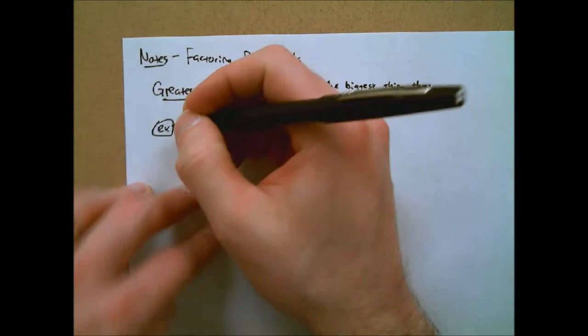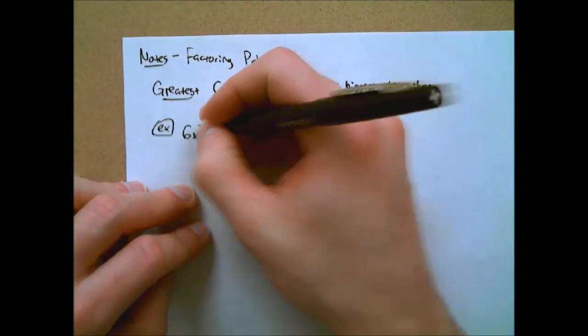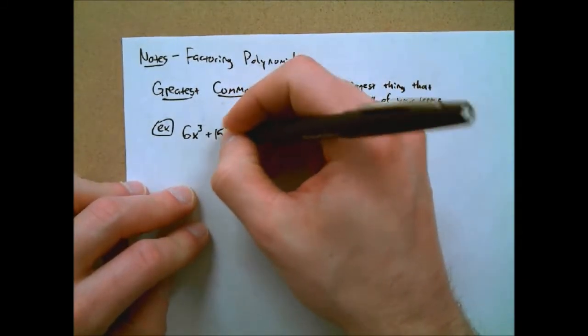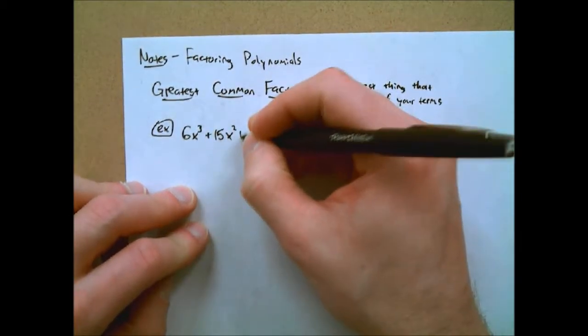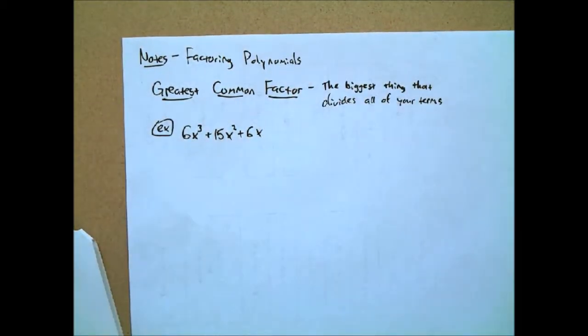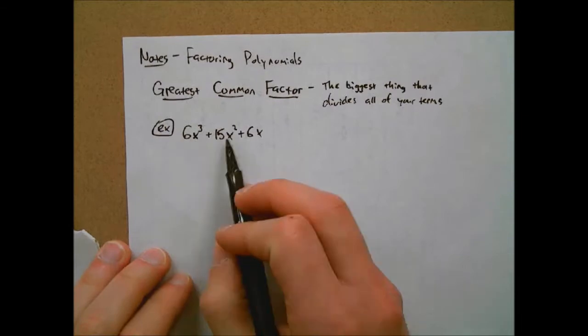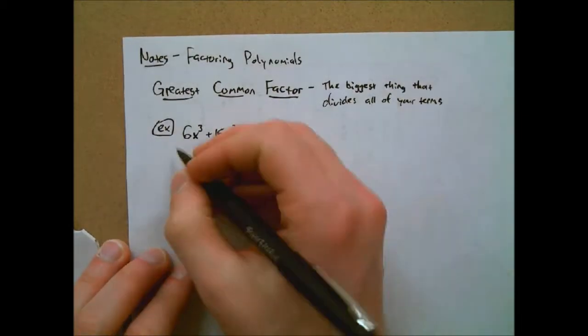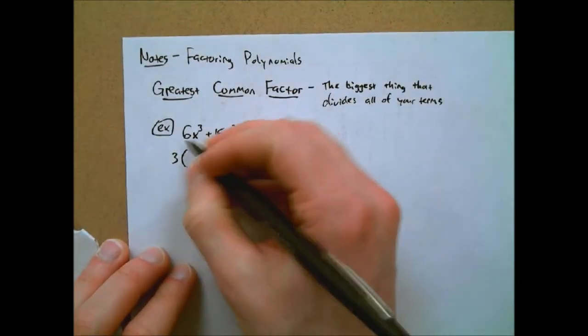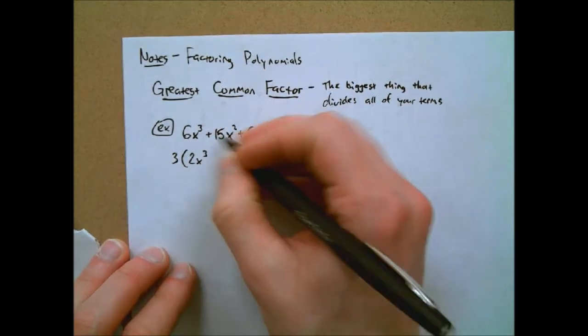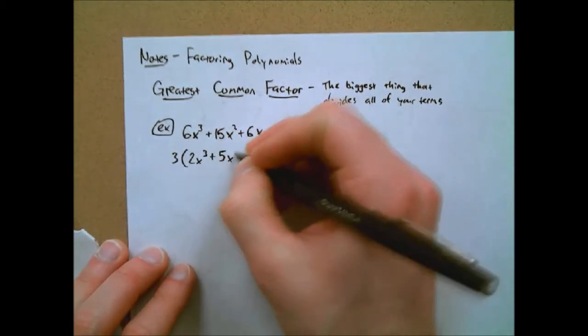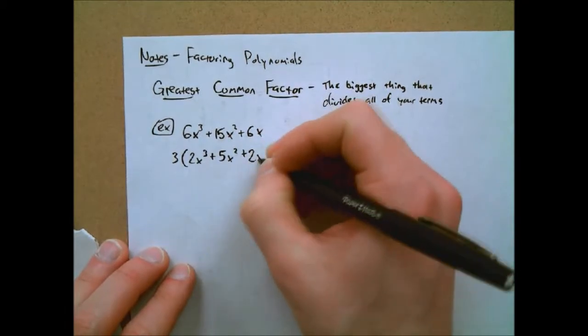Let's say I've got 6x cubed plus 15x squared plus 6x. So, what's the biggest? Let's just talk about the coefficient. What's the biggest coefficient I could divide out here? A 3, right? All of these are divisible by 3. So let's divide out a 3. If I divide a 3 out of this, I'm left with 2x to the third. Divide a 3 out of this, I'm left with 5x to the second. And divide a 3 out of this, I'm left with 2x.